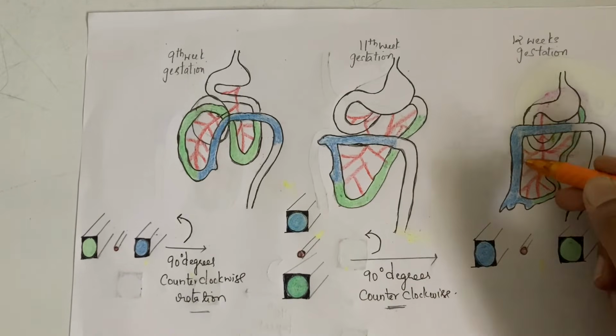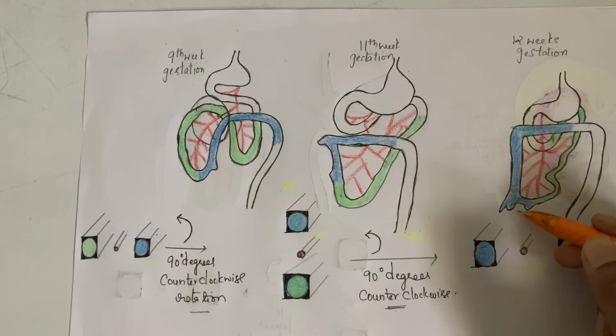Finally, the cecum comes down into the right iliac fossa. We can clearly see the ascending colon, transverse colon and descending colon.